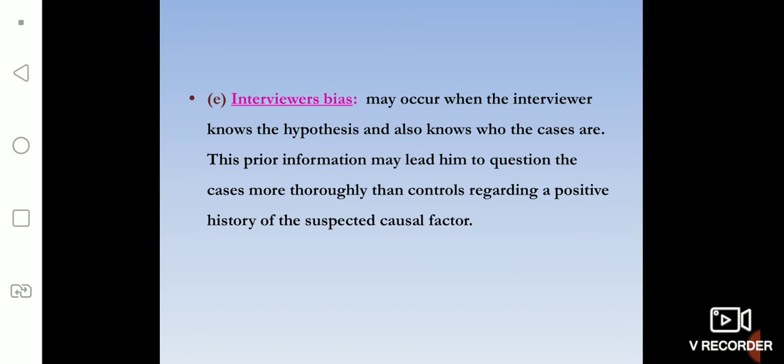Now coming to interviewer's bias, which may occur when the interviewer knows the hypothesis and also knows the cases. When he knows the cases, he will interview better, or he will try to collect information from cases more than controls. This prior information may lead him to question the cases more thoroughly than controls regarding a positive history of the suspected causal factor. So interviewer bias is there.